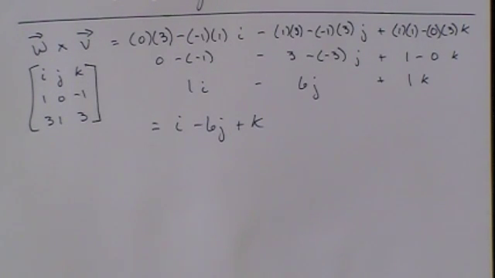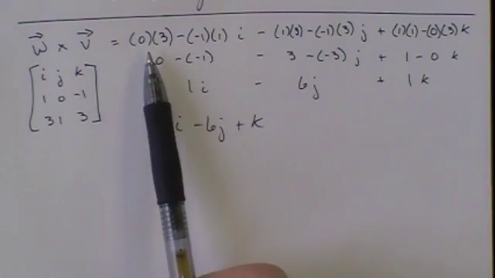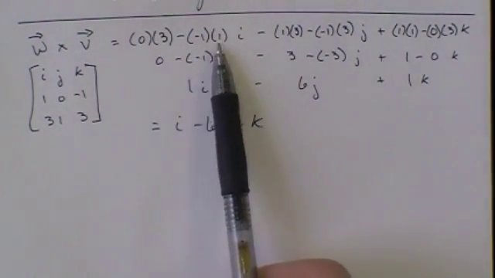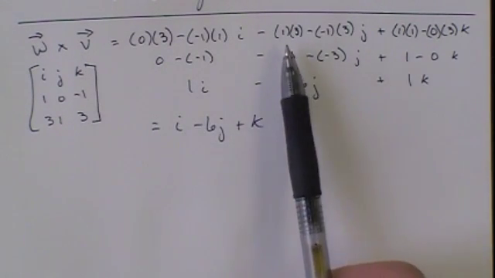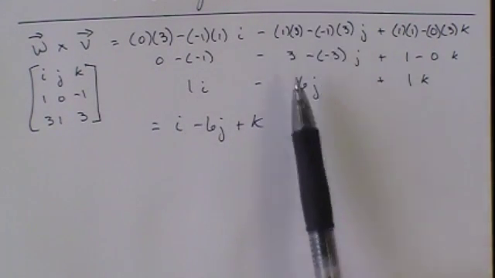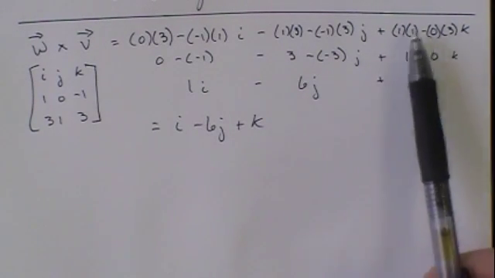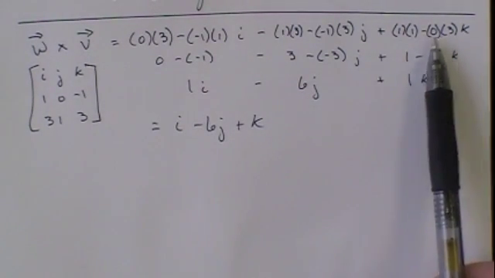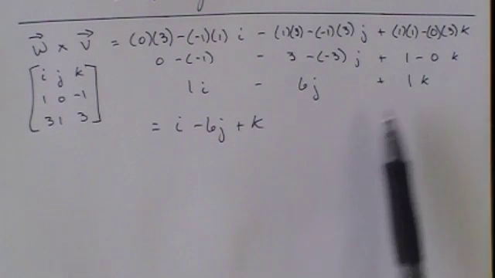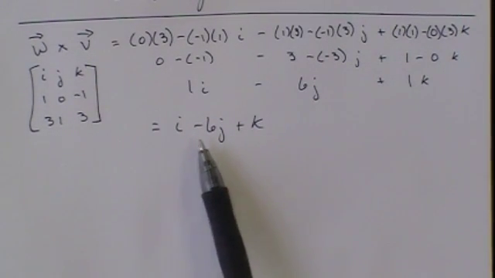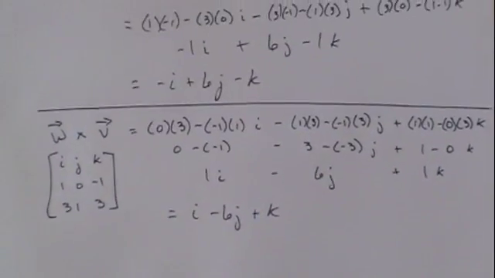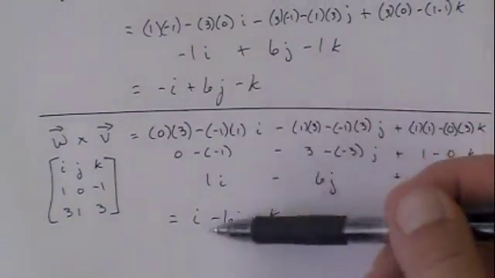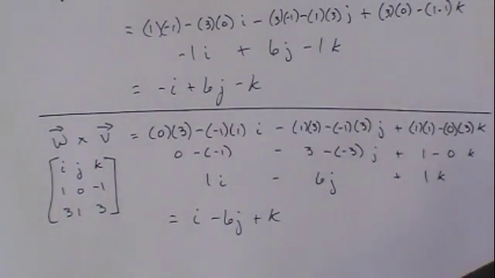So for this example now, we've plugged in our values. So here we have 0 times 3 and -1 times 1 for our i components gives us a 1i. Now plugging in a 1, 3 and a -1, 3 gives us 6j, and then 1 and 1 here, 0, 3 gives us 1k. So we have i minus 6j plus k. So if we compare the two cross products, notice that our signs have switched.